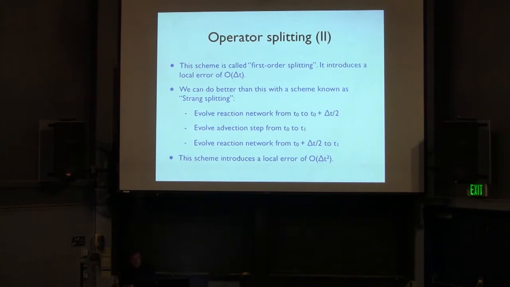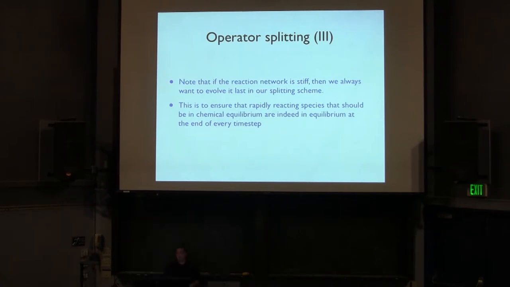You can also do some predictor corrector things in the half step if you wish. People tend not to, they tend to just do them completely separately. I've already said this, if your reaction networks are stiff, which generally they are, you want to be doing this update at the end of the step.